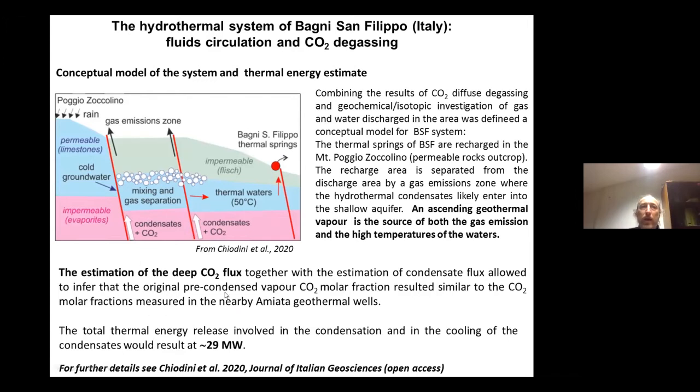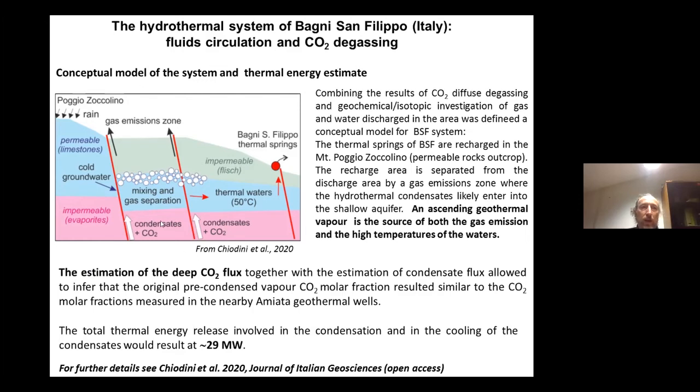And using the most reliable values for the estimation of carbon dioxide flux, we were able to estimate that the composition of this original gas entering the system is very similar to that of the nearby geothermal system feeding the Amiata geothermal wells. Instead, if we use wrong values for this flux, we are not able to really define the true source of the degassing.